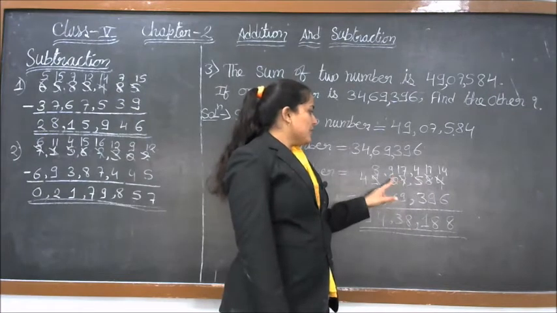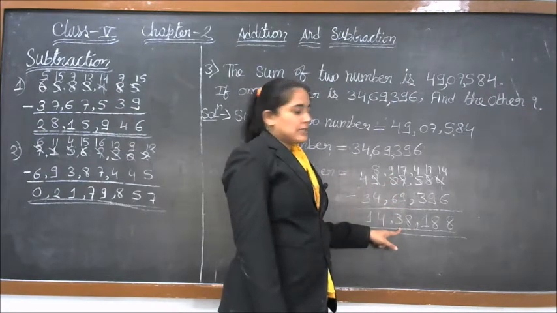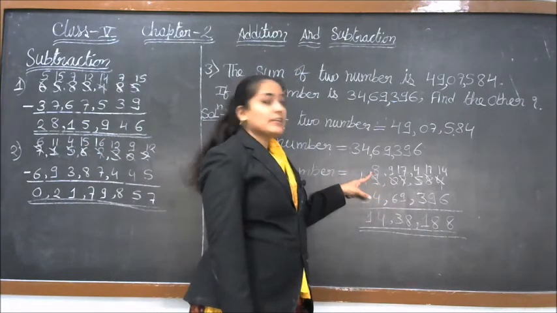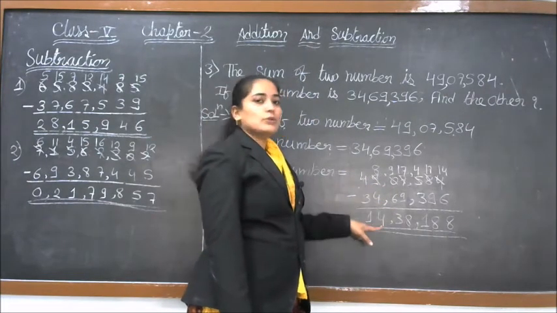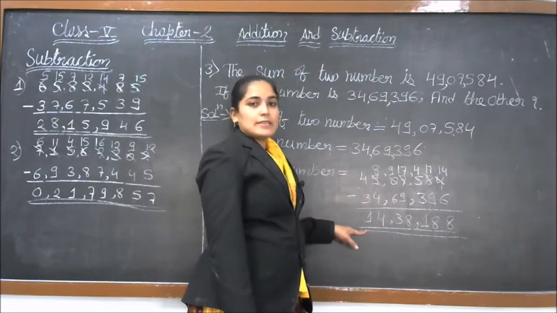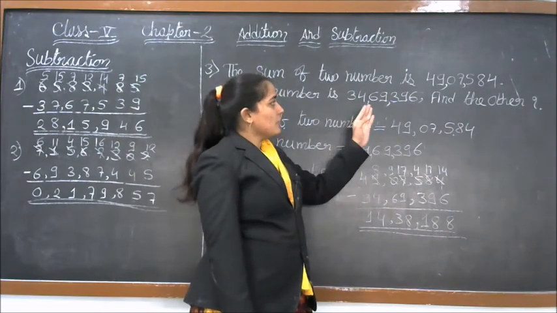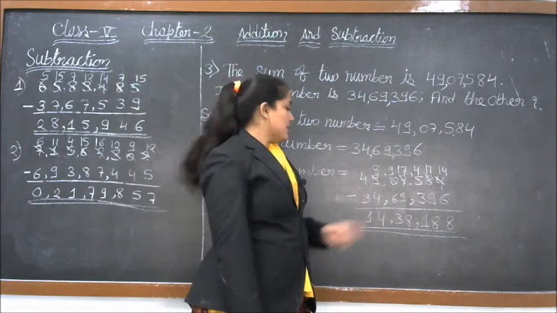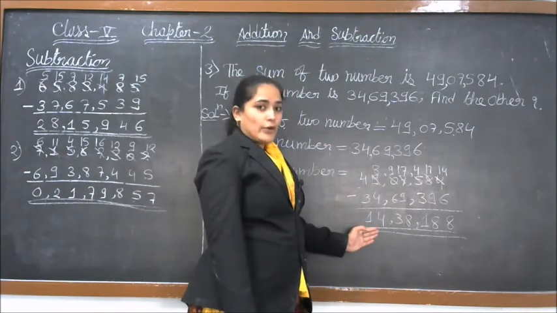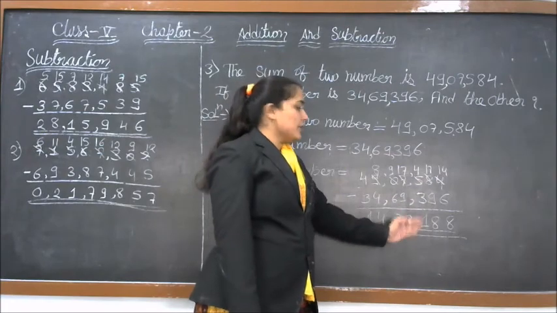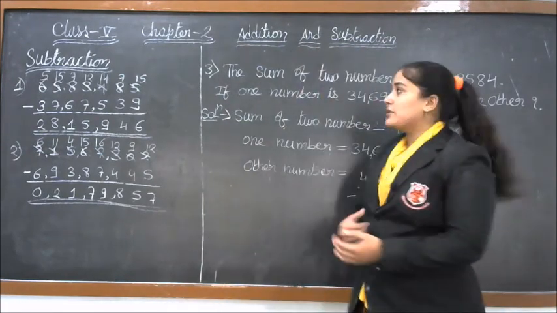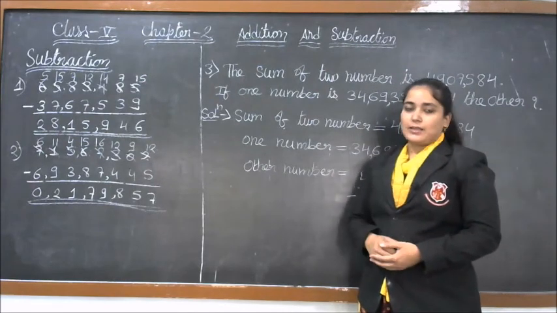So what is left here? 9. 9 minus 6 is 3. Now we take 1 from here. So what is left here? 8. 8 minus 4, 4. 4 minus 3, 1. So we have the sum of the numbers and one number, and the other number is 14,38,188.